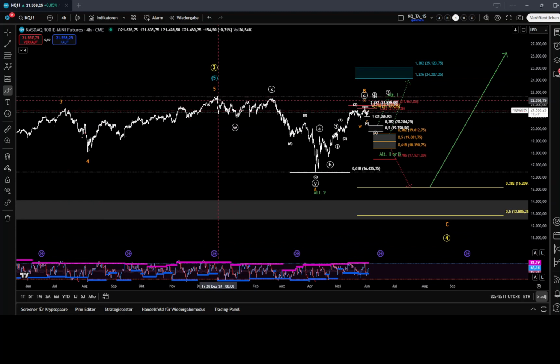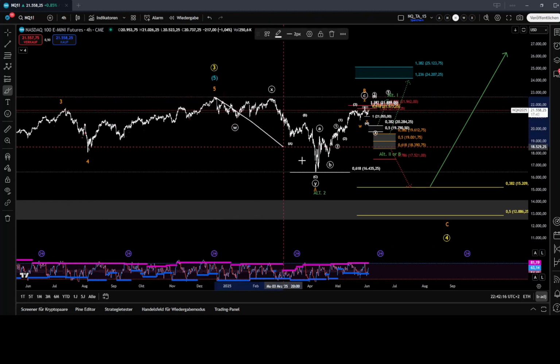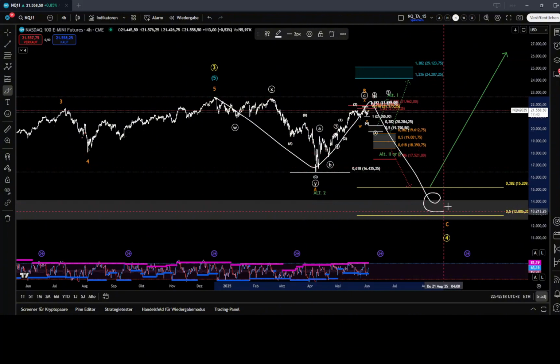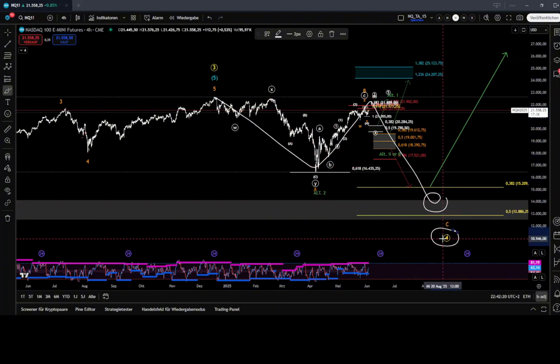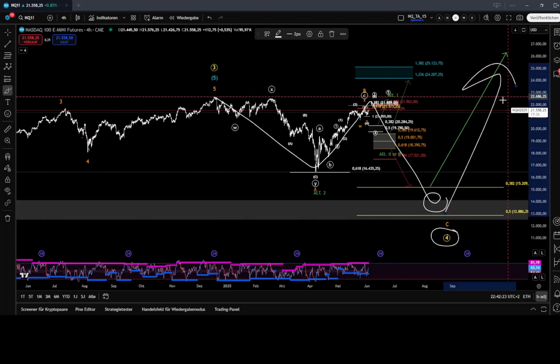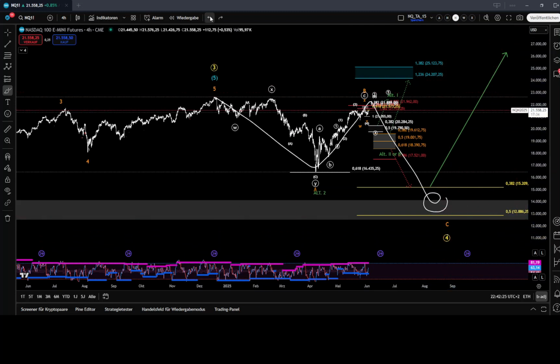Just show you again what I mean. From our highs on the December highs, I'm expecting an ABC to the downside that then would finish our primary wave 4 degree down here and then rally off from here to new all-time highs.